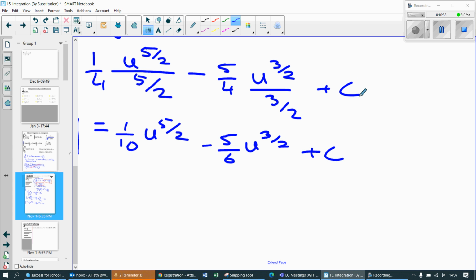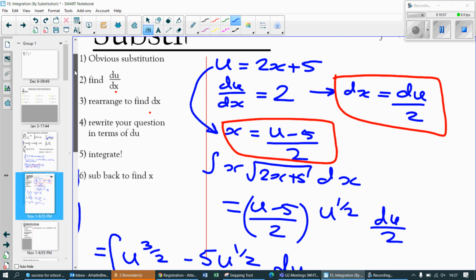Okay, here's my answer. But hold on. I said, what's the integral of something, something, something x? You've given me an answer in u. What do you think the last step is? Yeah. So we know what u is equal to. Go right back to the beginning.